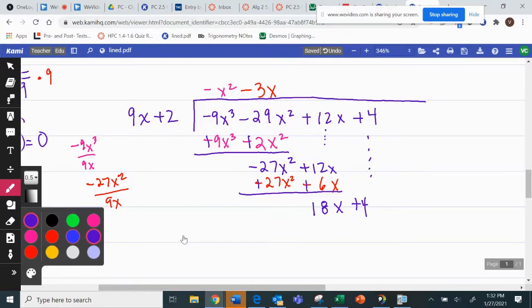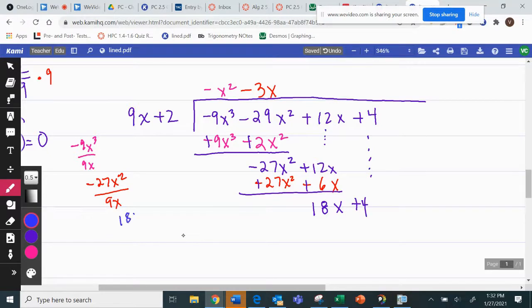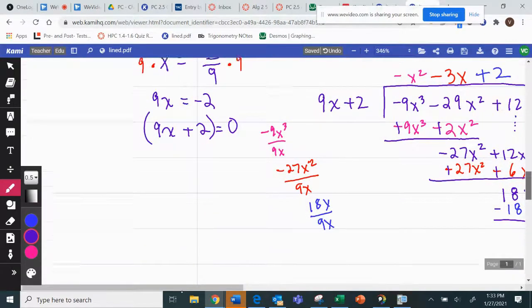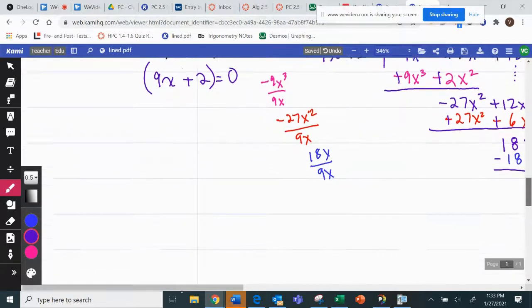One more division, 18x divided by 9x is 2. Distribute, 18x plus 4. When I subtract those, I get a remainder of 0, so I've done it correct. If you don't get a remainder of 0, you've made a mistake. So I have negative x squared minus 3x plus 2.